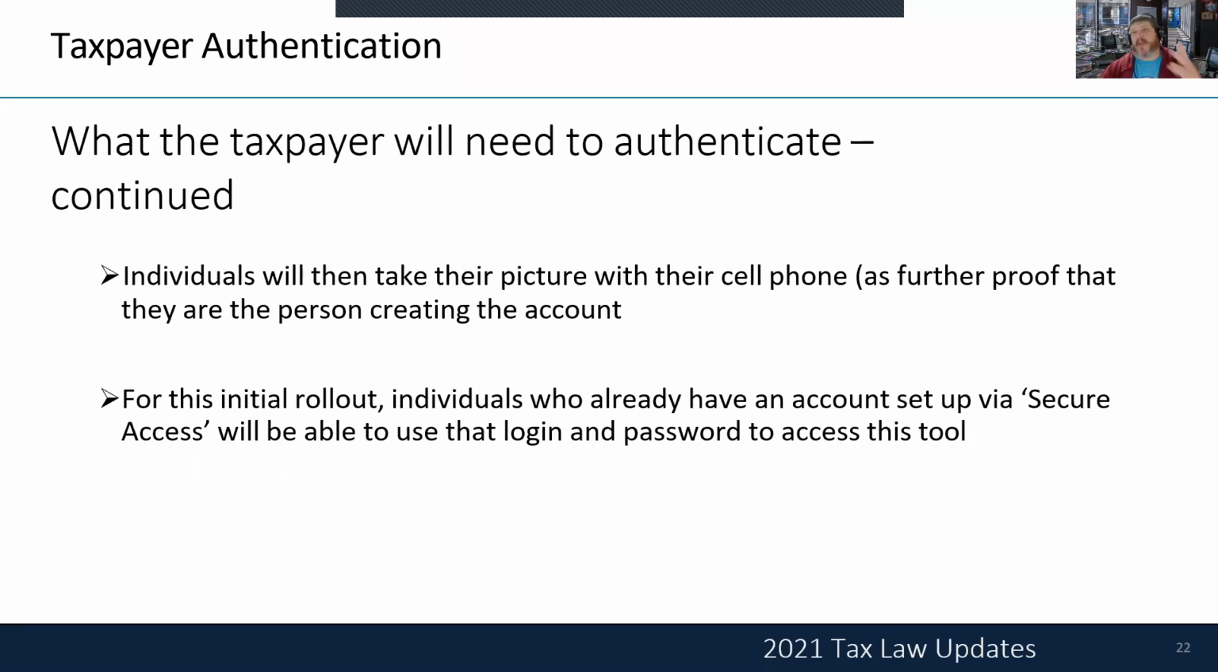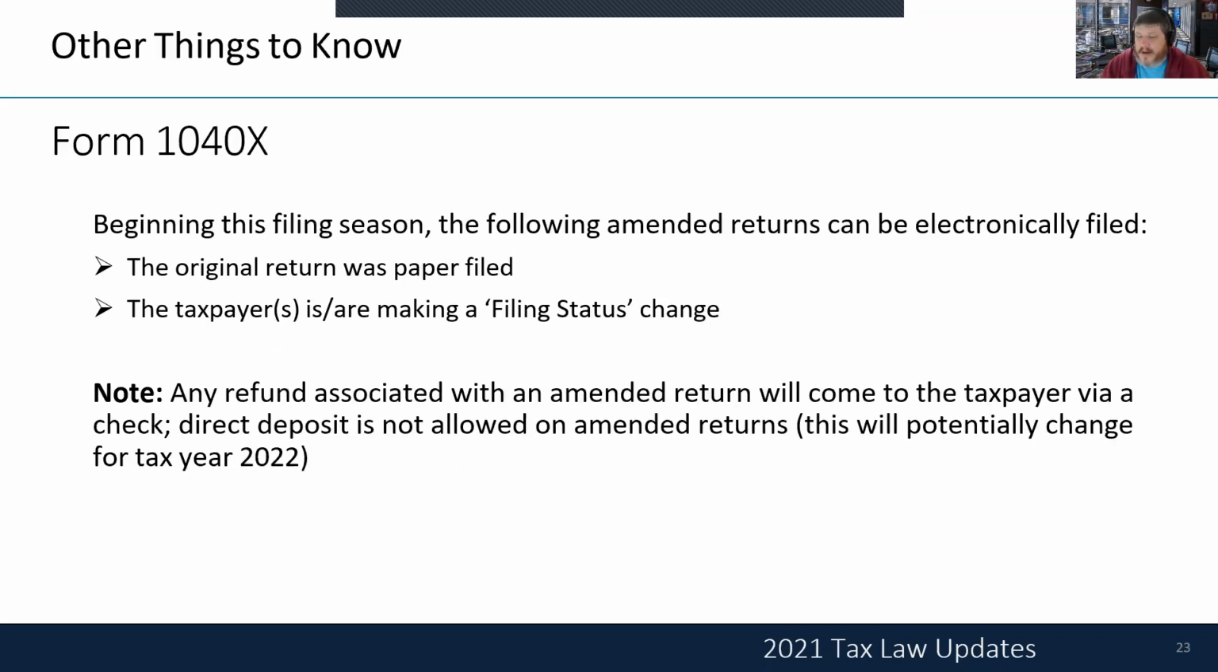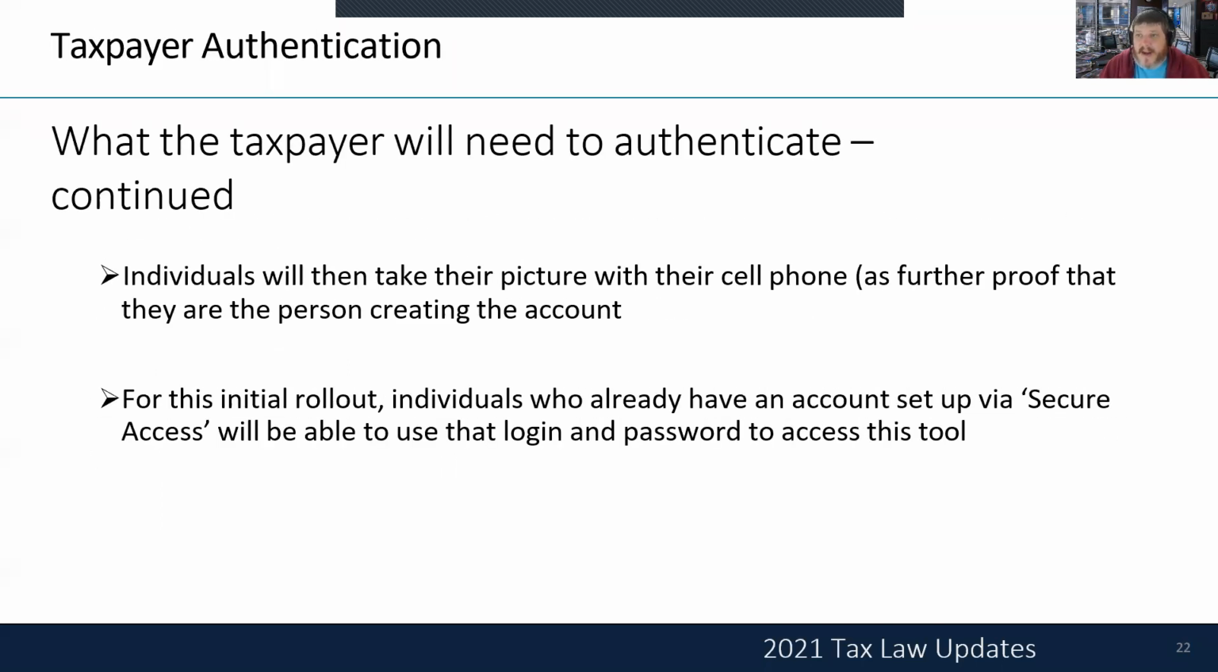And I will explain sort of how this authentication process works, okay? So what they'll do is they will upload their ID. They will take a picture of their photo ID and upload that. Then they will take a selfie, a picture of themselves, and upload that. The IRS will use facial recognition software to determine if the identity matches, right? If the person in the picture is the same as the person on the ID. If they don't match, they're going to have a problem.